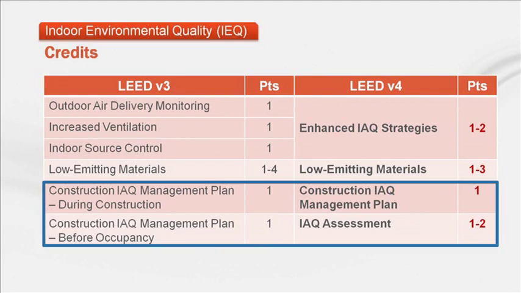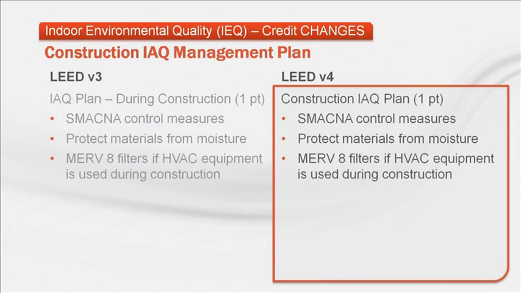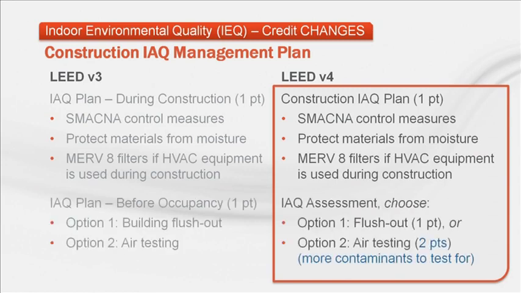For version 4, the old construction IEQ management plan credit has been split into two parts, with the second part having been renamed IAQ assessment. For the first part, the requirements during construction basically remain the same as in version 3. And as with the previous version, this credit can earn the project 1 point. The second credit, now named IEQ assessment, still has two options for earning points.